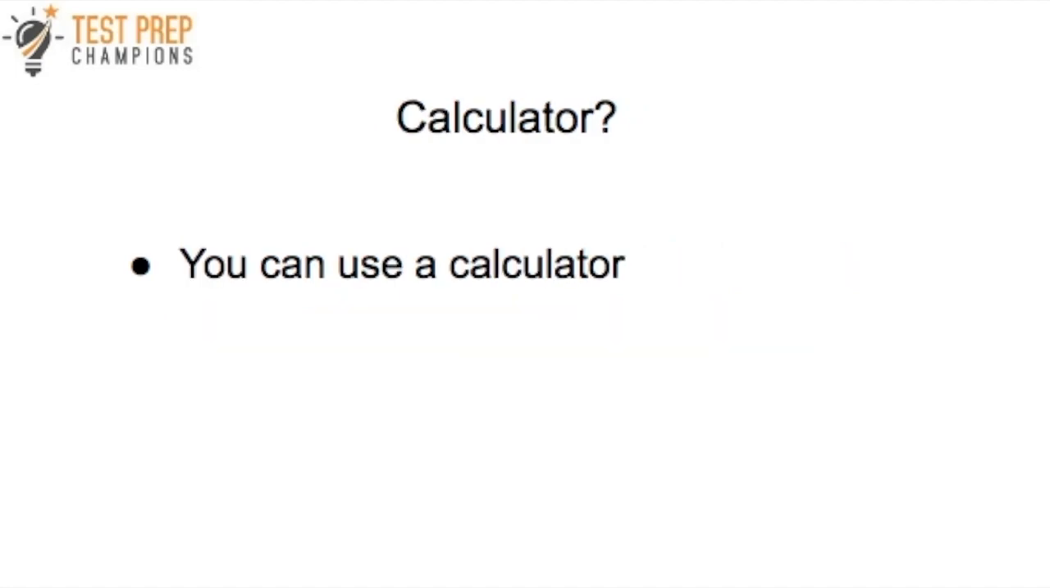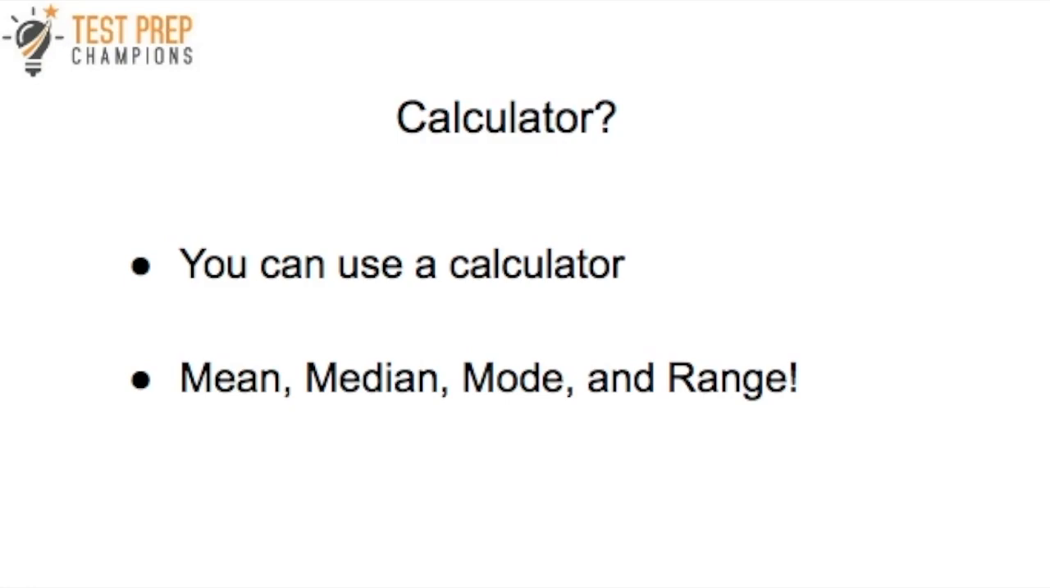And you can use a calculator on GED Social Studies, but there aren't going to be a lot of calculations, all right? And one of the main topics that you might need to do a calculation for would be the mean, median, mode, and range questions. So you might get a question that asks you to calculate the mean, median, mode, and or the range. So I have other videos on my channel where I talk about mean, median, mode, and range, and I'll put the links down below in the description if you want to check them out.